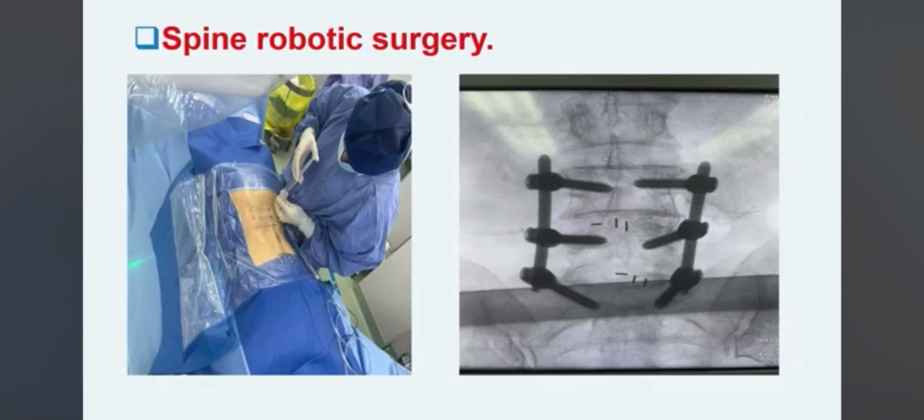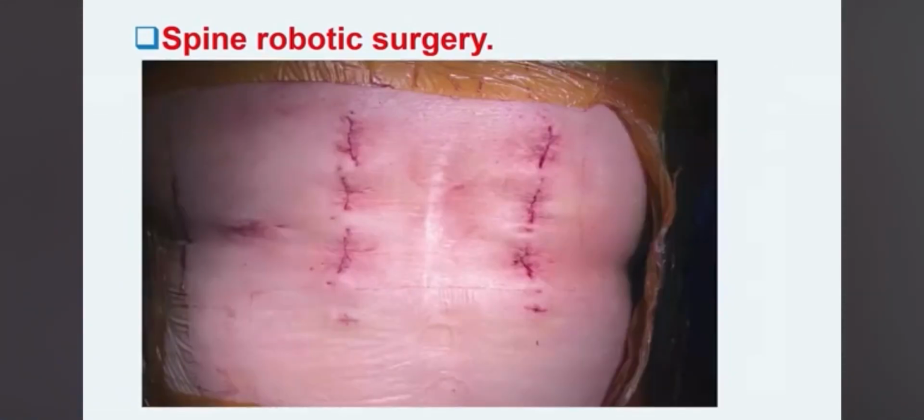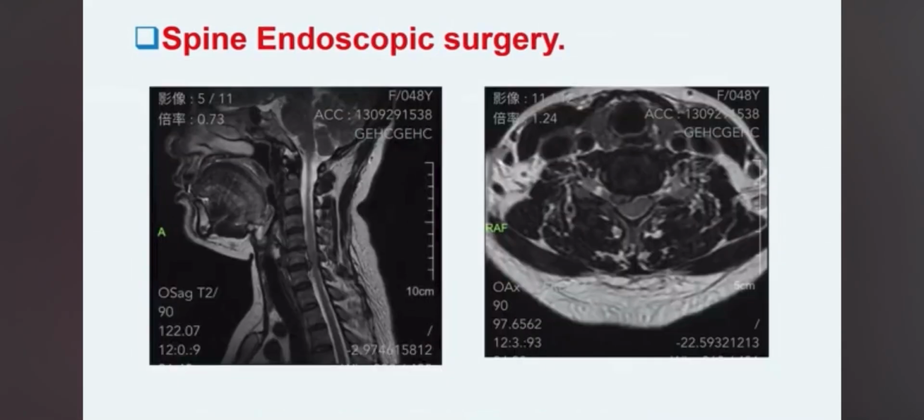And this is post-operative. We only do the mark and some hemostasis liquid, and it's done by robotic surgery. This is post-operative, all minimally invasive surgery. No need to open a big incision. We also provide some data for spine endoscopic surgery.